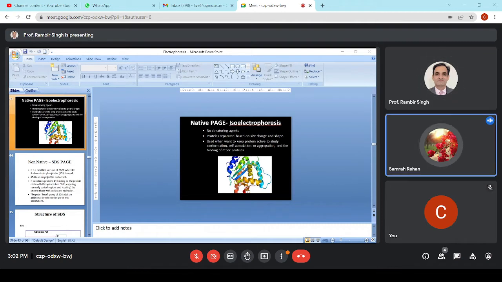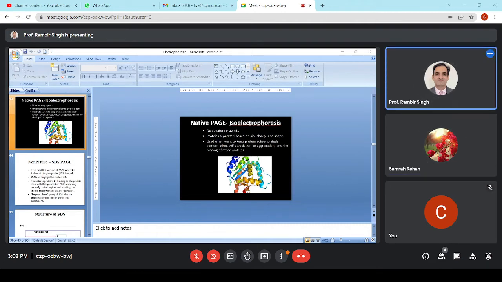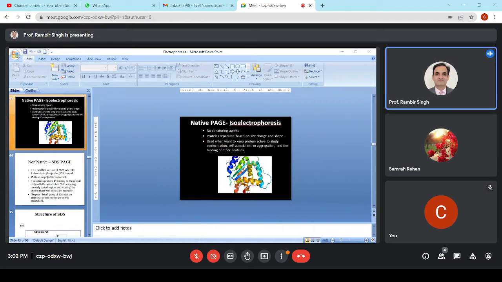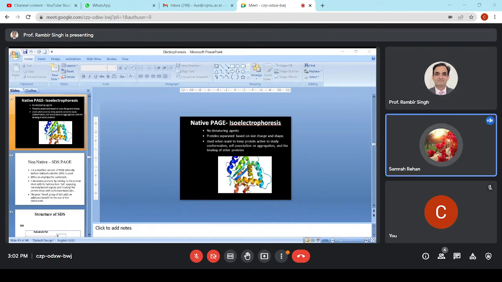In case of 2D electrophoresis, we run two types of electrophoresis. One is called isoelectric focusing, in which the separation is according to isoelectric points, pI, the point of isoelectricity. I'll discuss this part. And in the second dimension, the separation is based on molecular weight, in SDS PAGE. So the second dimension in 2D is SDS PAGE, and the first dimension is isoelectric focusing.